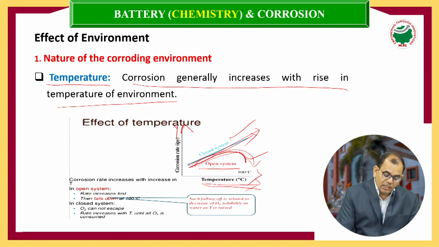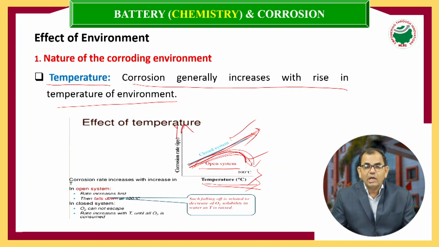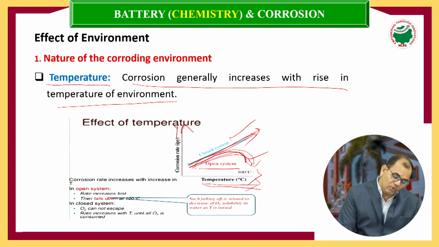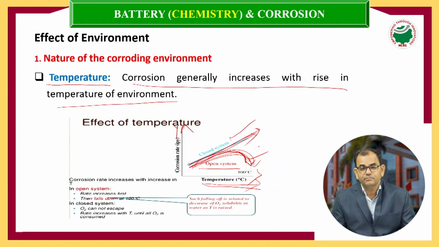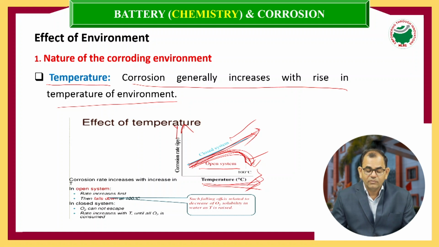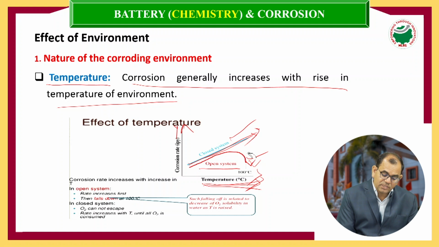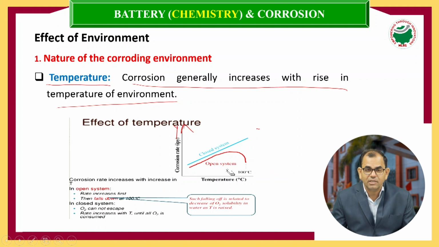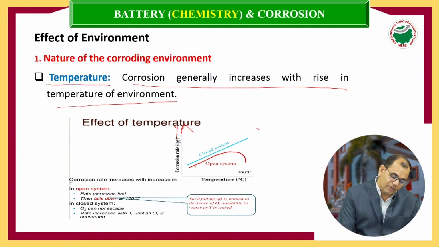Because in the open system, whenever the temperature increases, whatever gases are there, like sulfur dioxide, sulfur trioxide, oxygen, hydrogen sulfide, these gases will be reduced with the help of temperature in the open system. These are all corrosion-affecting gases. When you increase the temperature, the amount of these gases in the open system comes down. The moment the amount of these gases comes down, the corrosion rate also comes down.